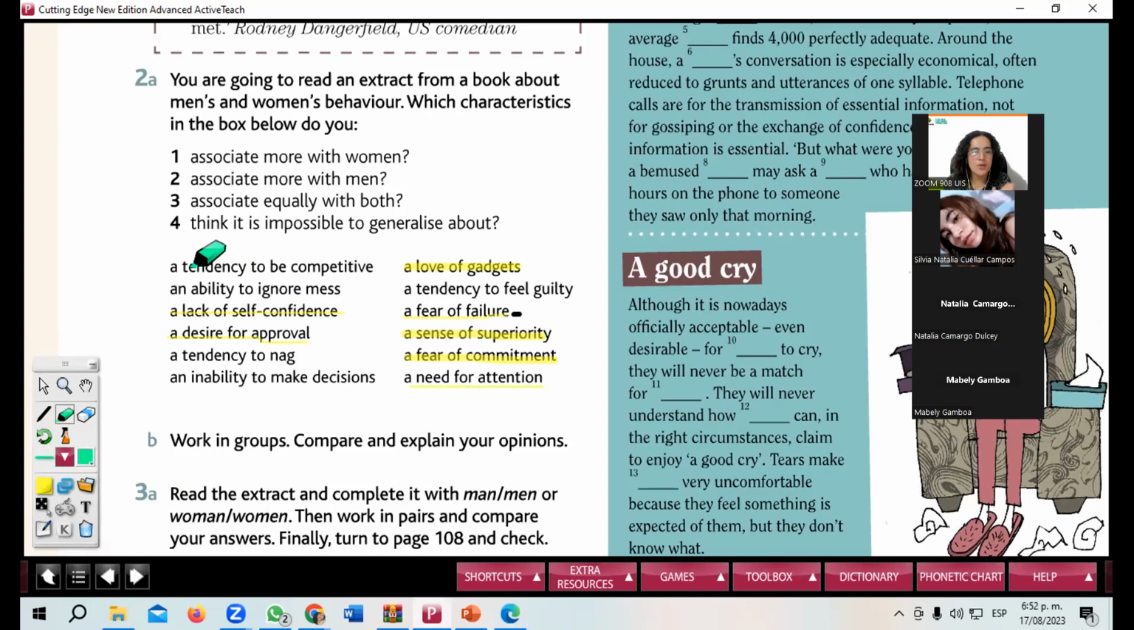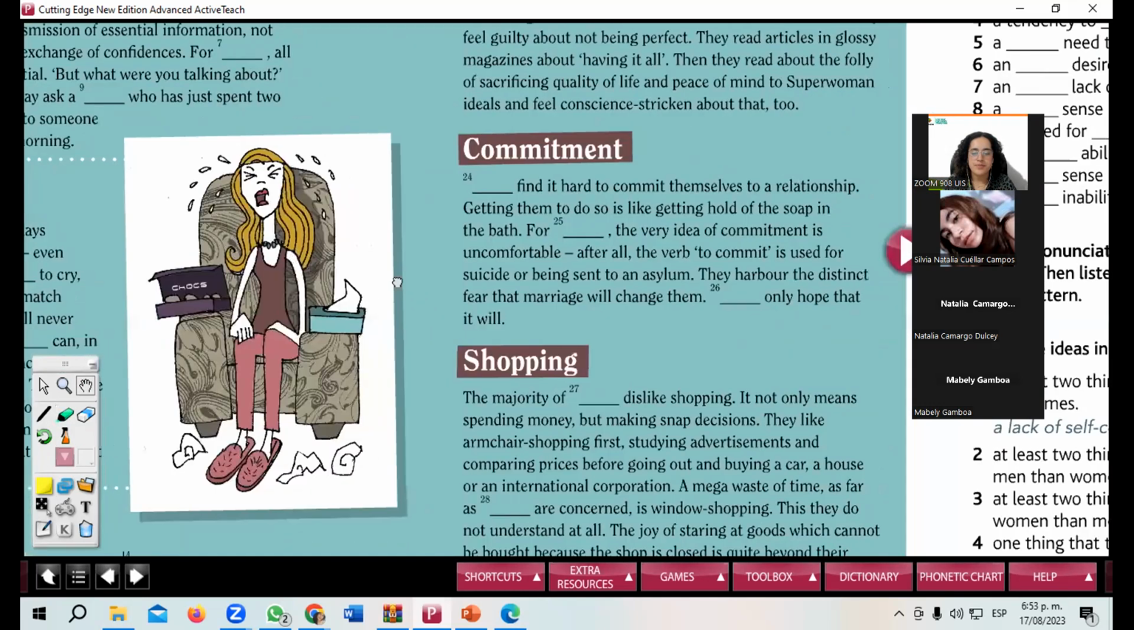We have noun plus infinitive: a tendency to be competitive, an ability to ignore mess, a tendency to nag, an inability to make decisions, and a tendency to feel guilty. Okay? So here we have the two patterns. Very good.